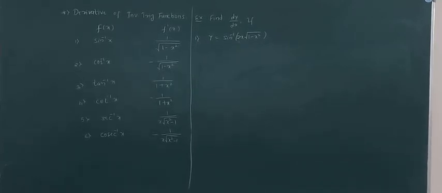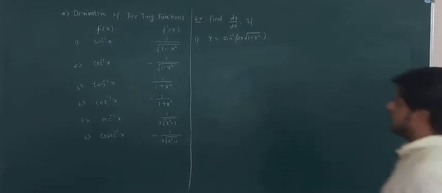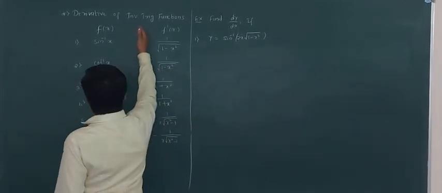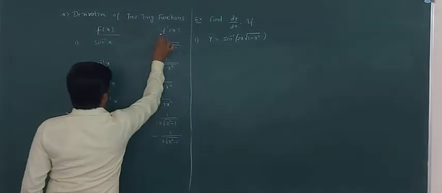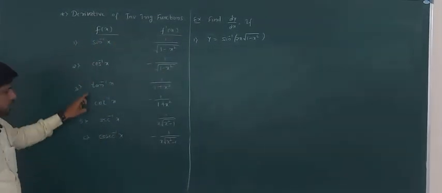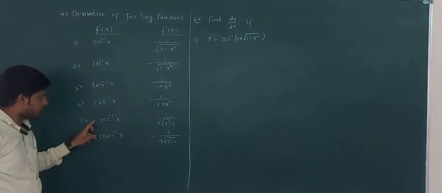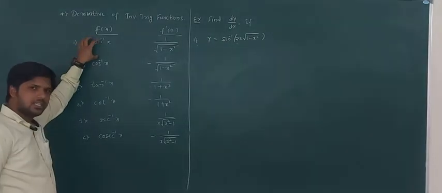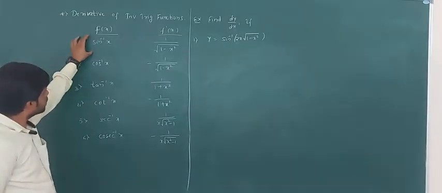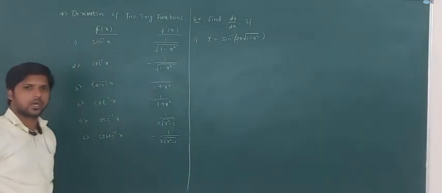So good morning students. In the last session we derived the derivative of inverse trigonometric functions. As we know, we have 6 inverse trigonometric functions: sine inverse, cos inverse, tan inverse, cot inverse, sec inverse, cosec inverse. And differentiation of sine inverse x is 1 upon square root of 1 minus x square.